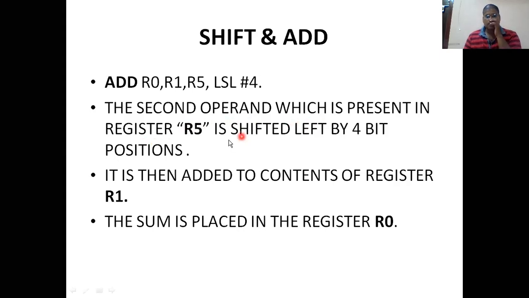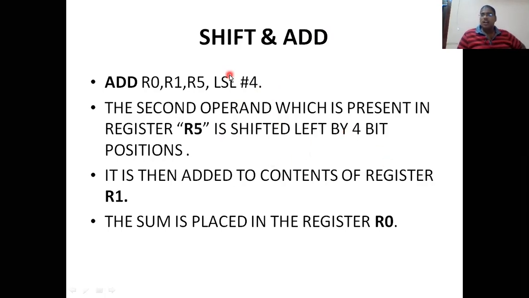The second operand, which is present in the register r5, is going to be shifted left by how many times? 4 bit positions, because #4 is given here. If it was given as #1, only 1 bit would be shifted. #2 means it is shifted 2 times. Here they have given #4, which indicates it is going to be shifted 4 times. Okay, so that's what was given here.